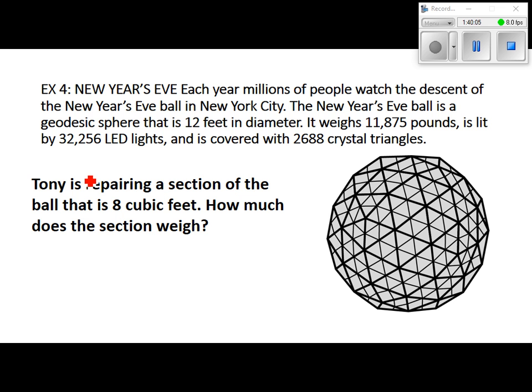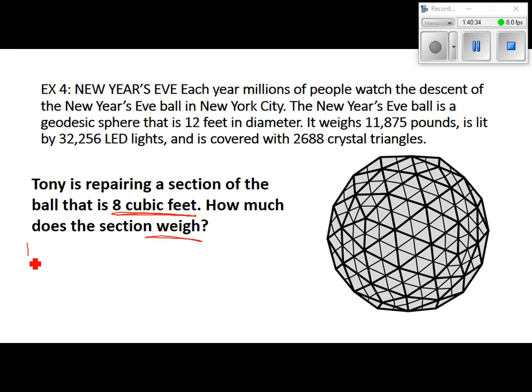New Year's Eve, each year millions of people watch the descent of the ball, and so on. It all says exactly the same thing, except for the bottom part here. It says Tony is repairing a section of the ball that is 8 cubic feet. So now that we're dealing with cubic feet, we're no longer dealing with surface area. We're dealing with the volume of the ball. How much does the section weigh?